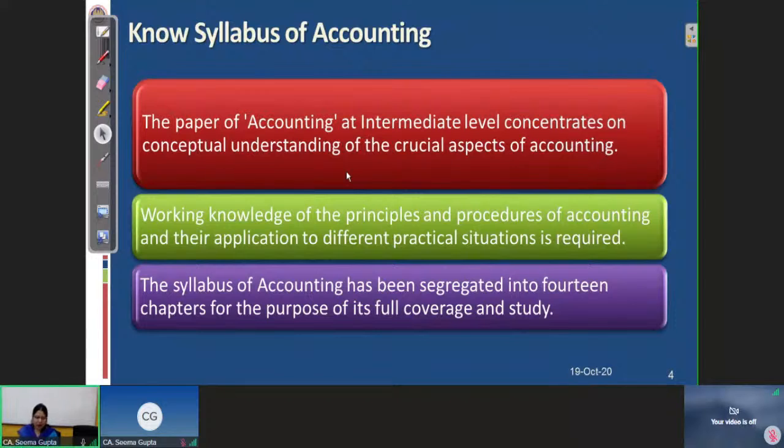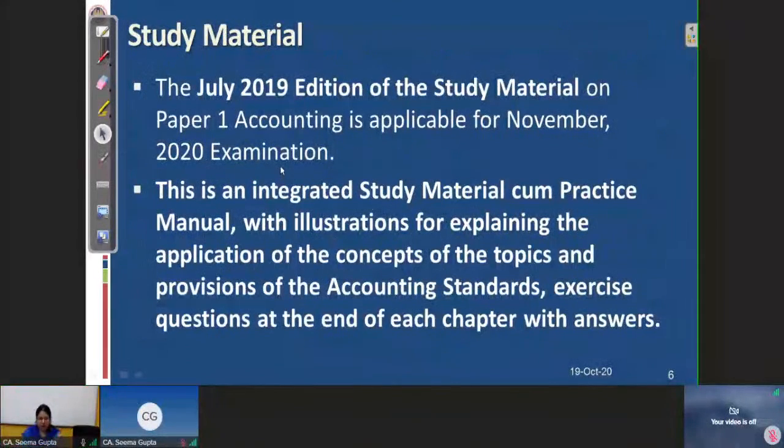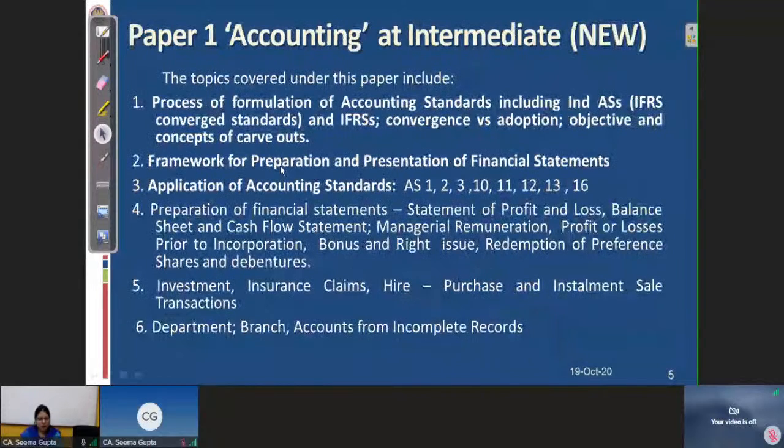Now come to paper 1. What important topics are we having in our study material? First, we have accounting standards and framework. As you are able to see, we have accounting standards and framework. Then we have the framework for preparation and presentation of financial statements. Then we have AS1, AS2, AS3, AS10, AS11, AS12, AS13 and AS16.